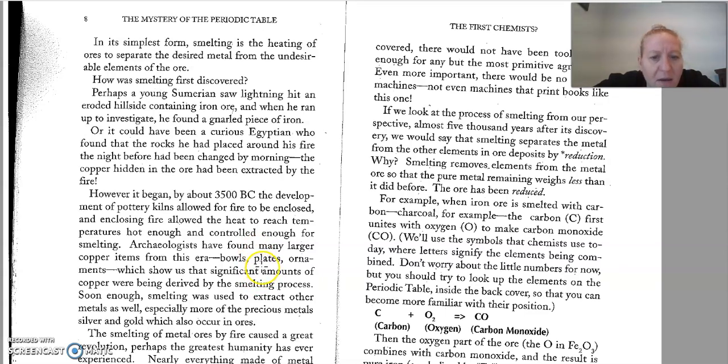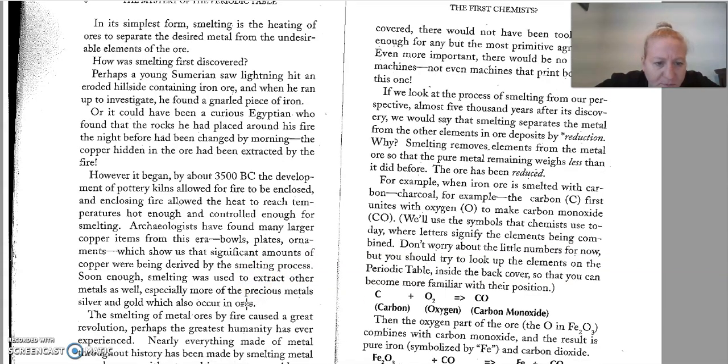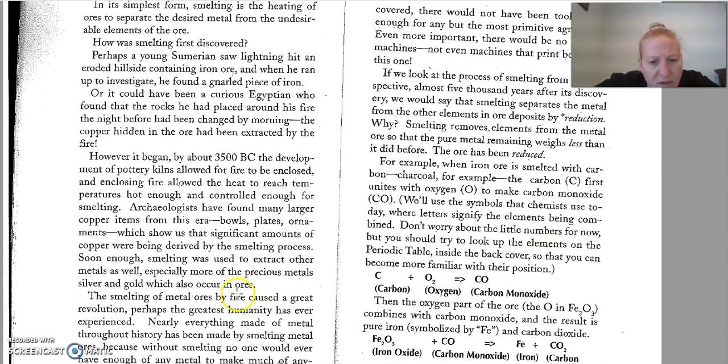Archaeologists have found many larger copper items from this era: bowls, plates, ornaments, which show us that significant amounts of copper were being derived by the smelting process. Soon enough, smelting was used to extract other metals as well, especially the precious metals, silver and gold, which also occurred in ores.